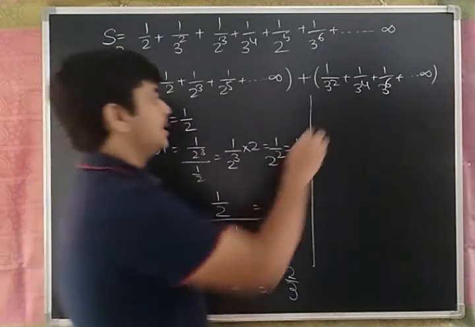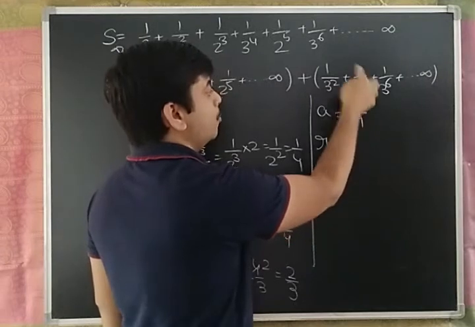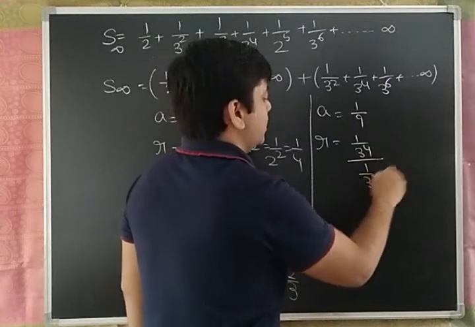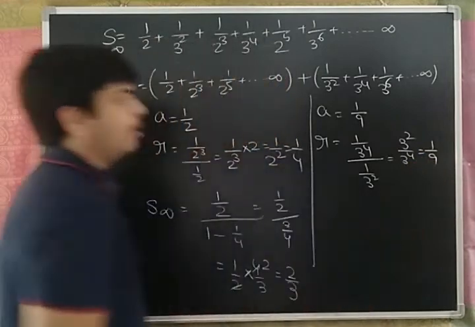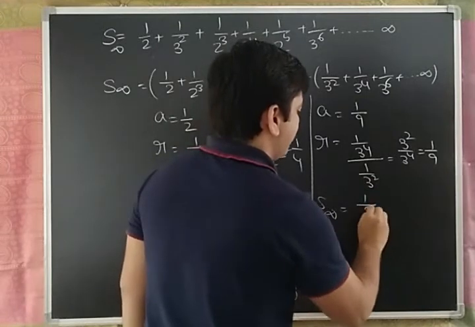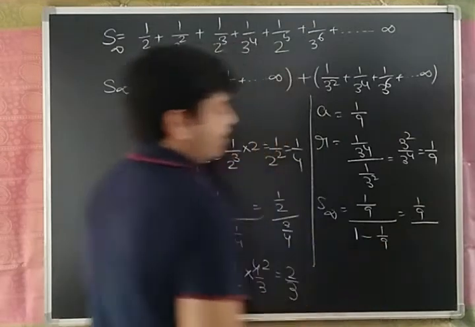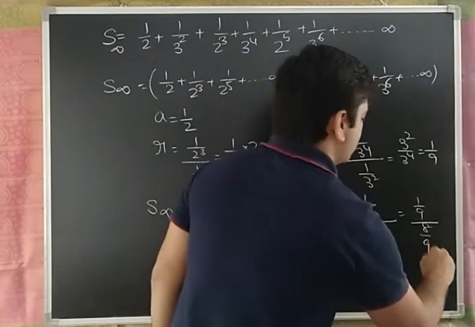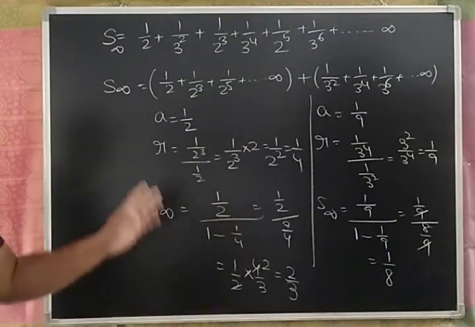What about this one? In the same way, A is equal to 1 by 3 square, that is 1 by 9. The common ratio is 1 by 3 power 4 divided by 1 by 3 square, which is 3 square by 3 power 4, equal to 1 by 9. The common ratio is also 1 by 9. So S infinity is A by 1 minus r, that is 1 by 9 by 1 minus 1 by 9. If you take the LCM carefully, it will be 8 by 9. The 9s get cancelled, so it is 1 by 8. The value of that is 1 by 8, and the value of the other one is 2 by 3.